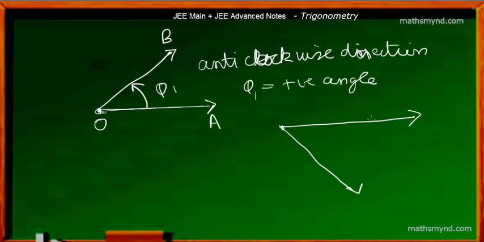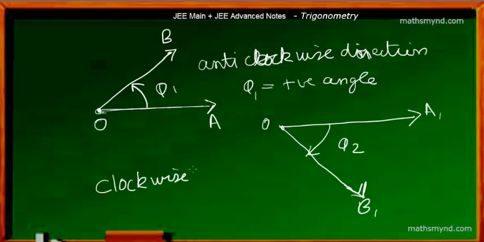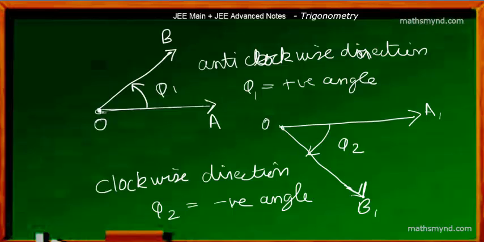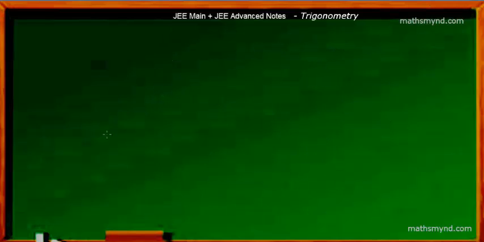Which simply means that if it's in the opposite direction, and kindly note that the distance is the same, and this is OA, OB, and to make it different, let us call this A1 or B1. So here you have a second angle coming up. The only difference is that here the rotation has been in the clockwise direction. So if the rotation is in the clockwise direction, we'll be dealing with a negative angle. So theta 2 here is a negative angle.